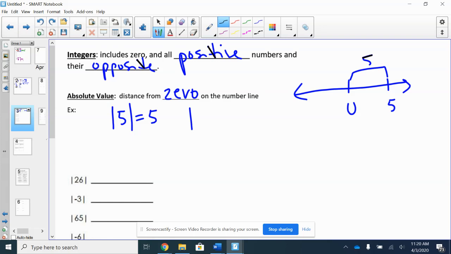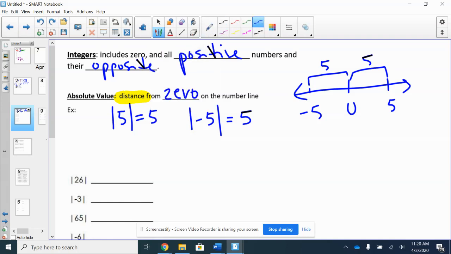If I wanted to know the absolute value of -5, -5 would live over here. The distance, right, from -5 to 0 is still 5 units. So the absolute value of -5 is also 5. So this is a huge GED topic. One of the first 5 questions will relate to your knowledge of absolute value and the idea that absolute value is a distance. Okay, so distance is always positive, always.